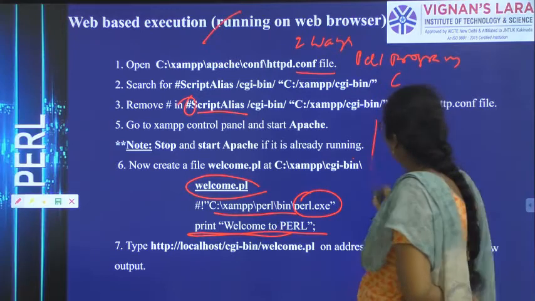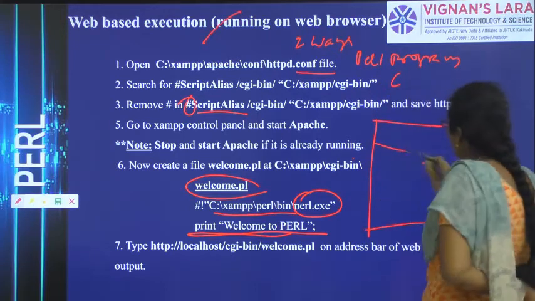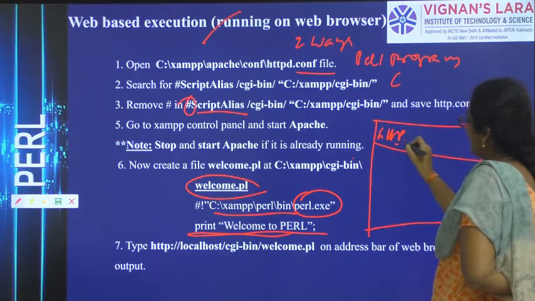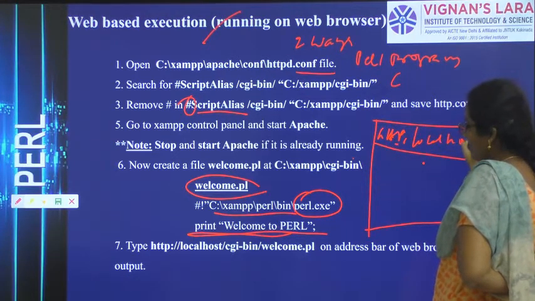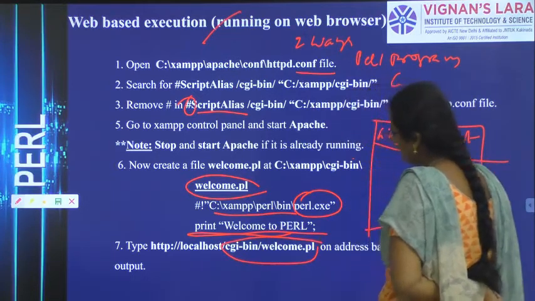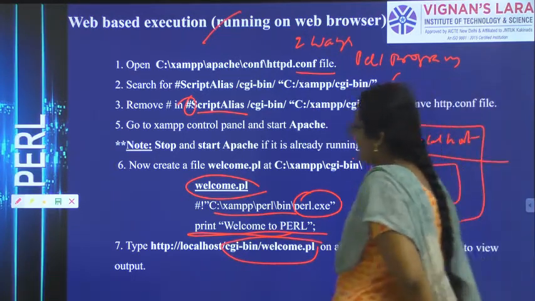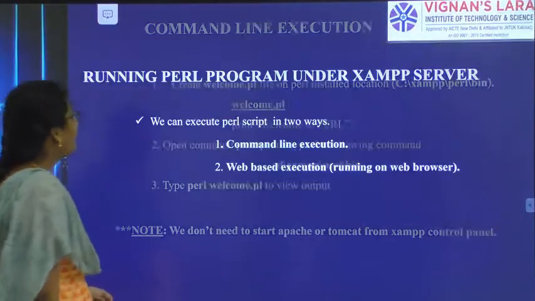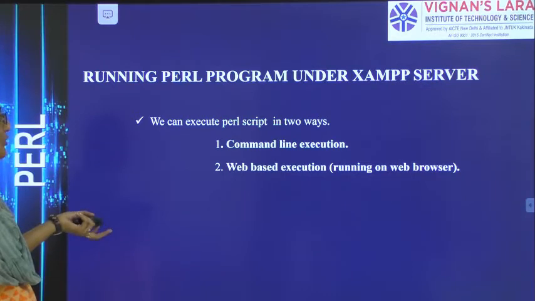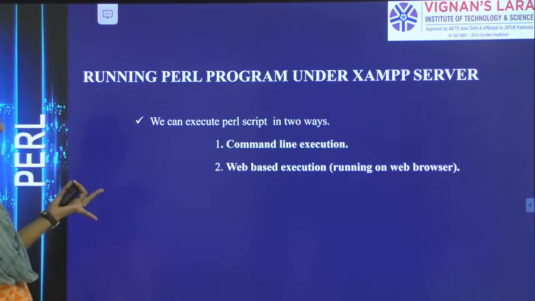Now you should open the web browser and type the http protocol, localhost, and the address of this file, cgi-bin welcome.py. Then you can view the output here. So let us see, we are running parallel programming under the XAMPP server. For that we have two ways: command line execution and web-based execution.